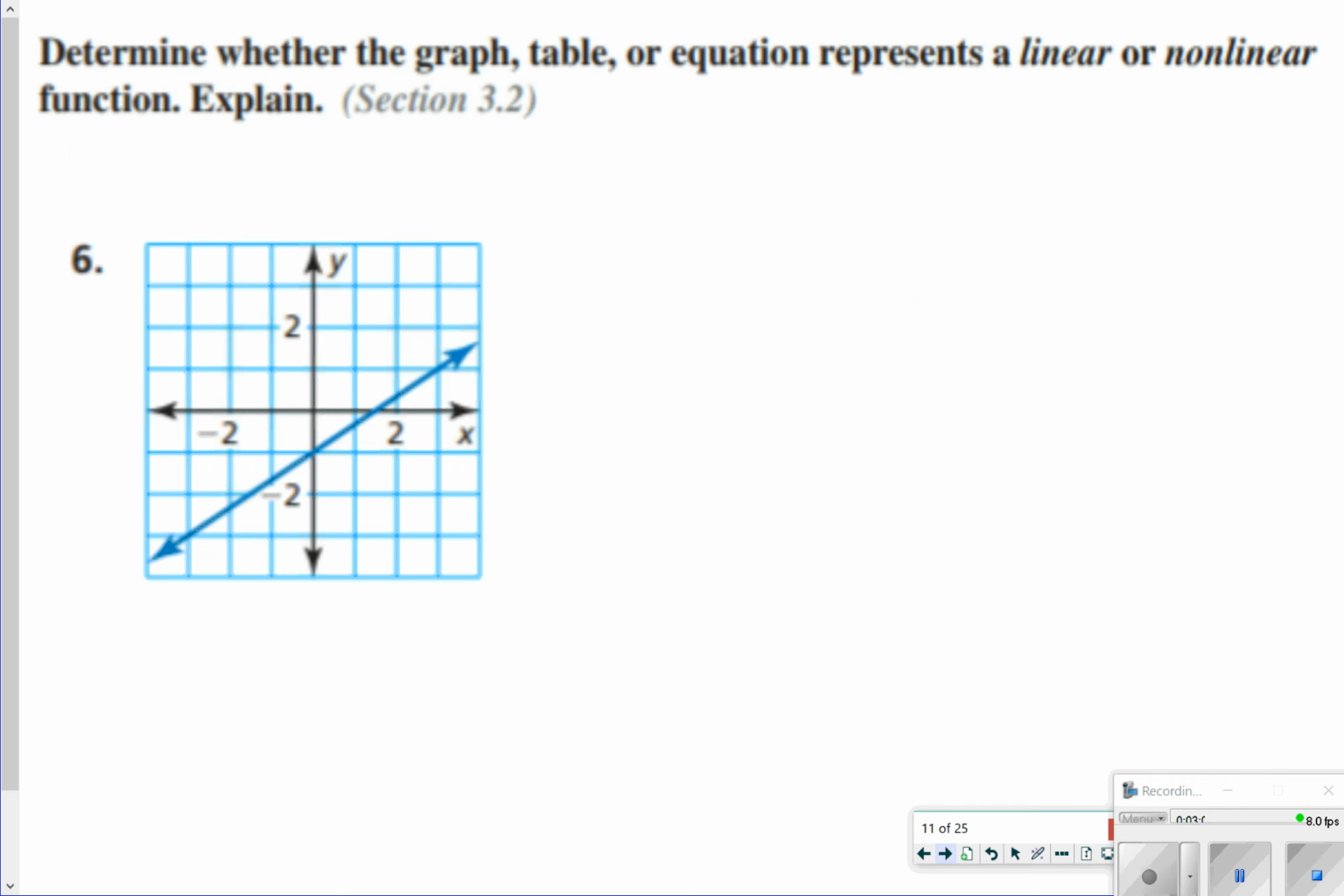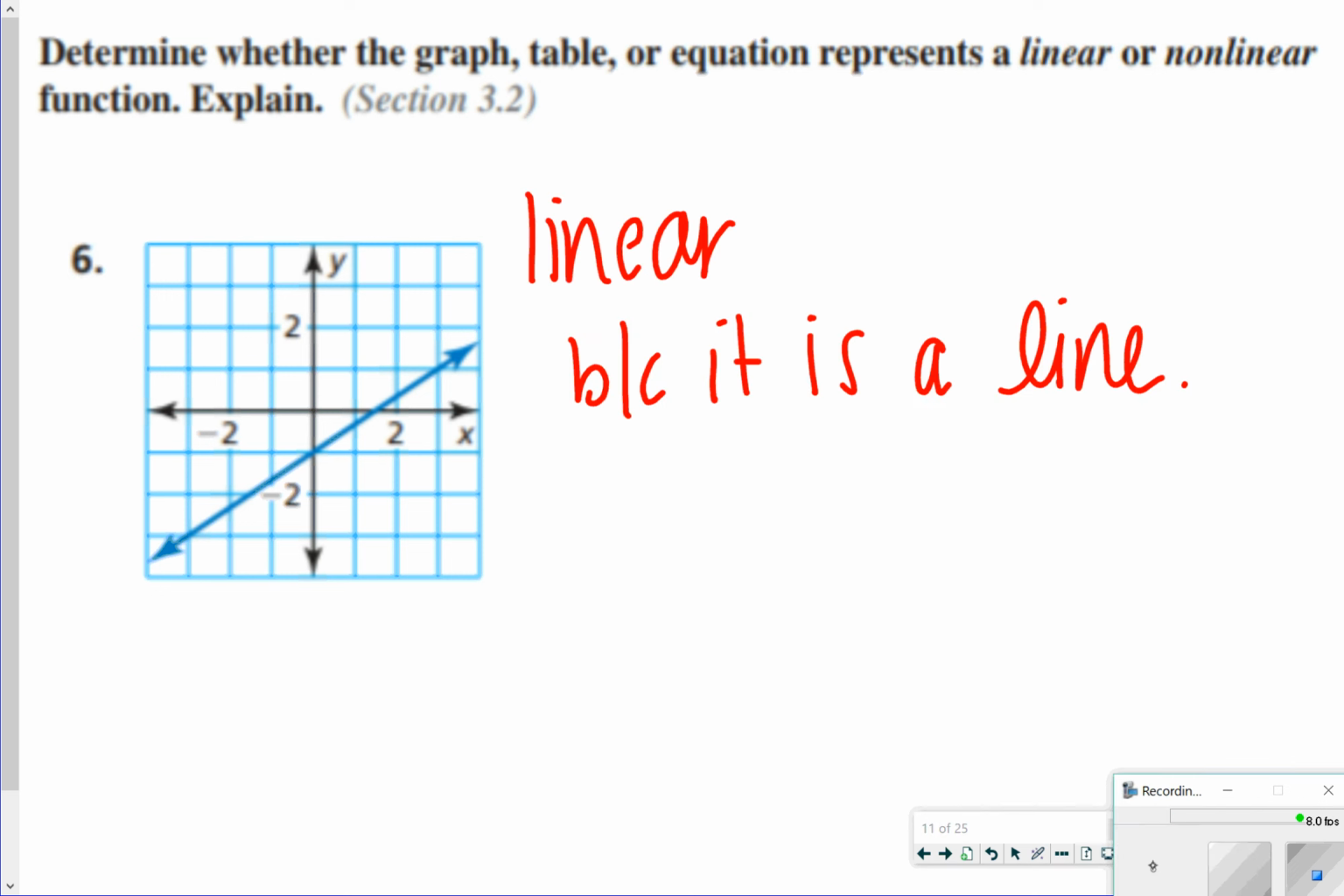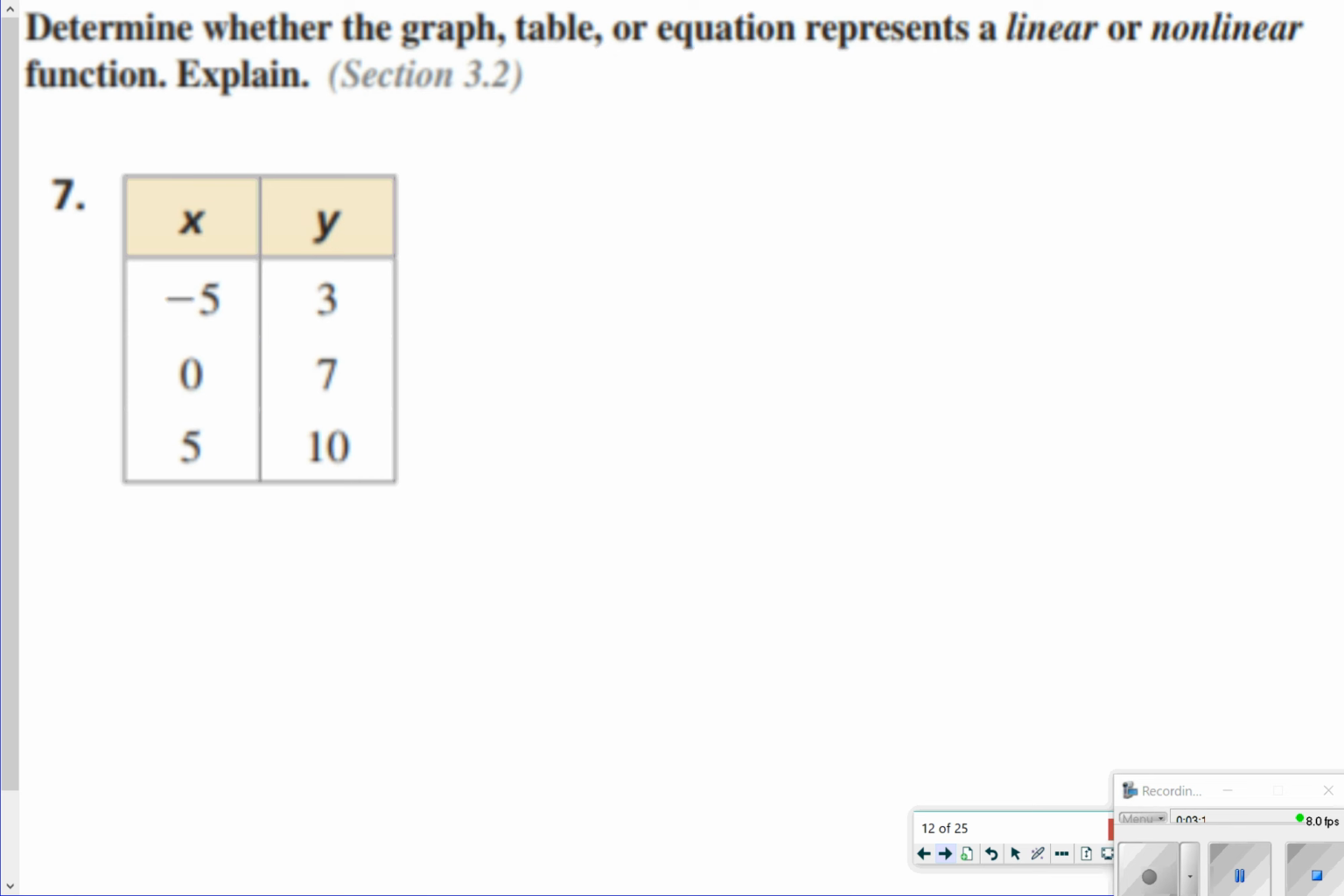For number 6, it says determine whether the graph, table, or equation represents a linear or nonlinear function. This one represents linear because it is a line, and that's the easiest way to determine a graph. If you do have a table, though, you do want to make sure that the table is increasing steadily.